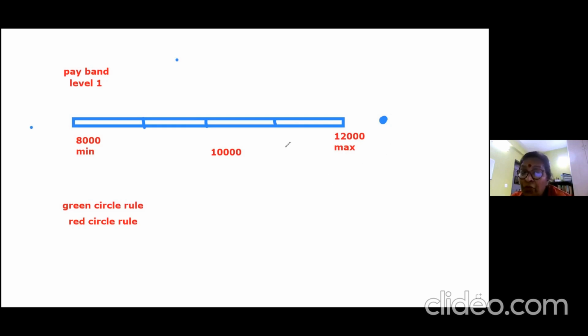So what happens if you don't have any discipline? Then you are all the time increasing your salary bands. So you have to have certain discipline when you have fixed the pay bands with min and max. Simple as that. The red circle rule says that a person who has reached the maximum, you should not give him an extra increment. Typically, who are these people who sit on the maximum? People with long tenure.